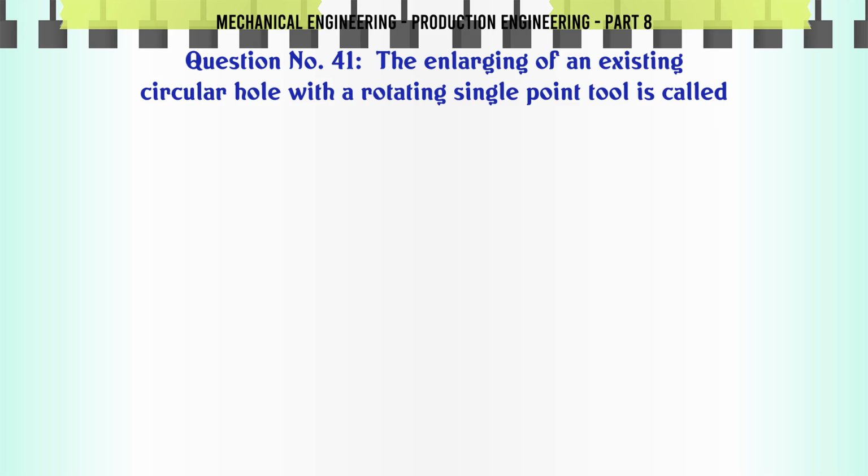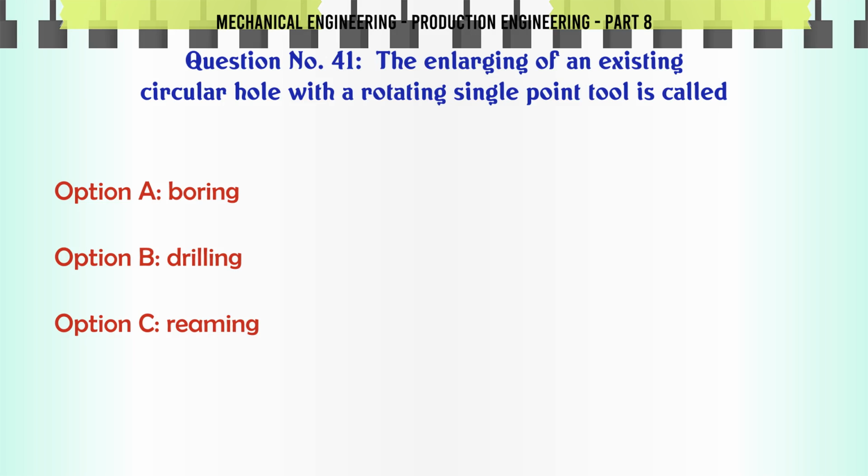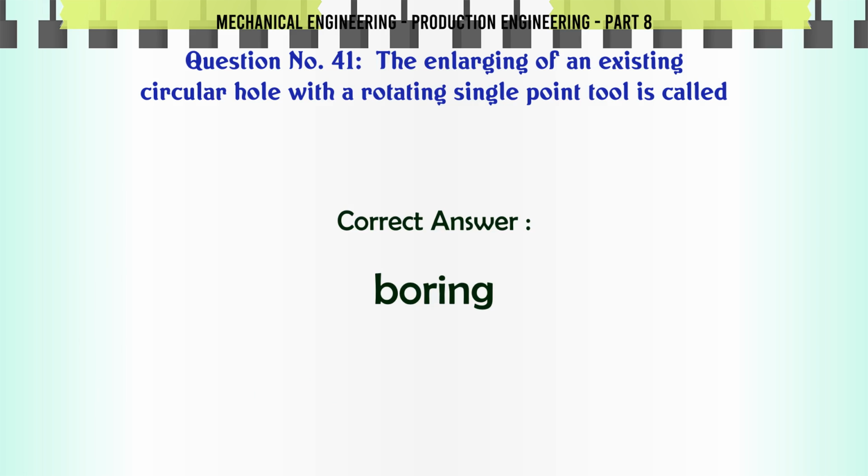The enlarging of an existing circular hole with a rotating single-point tool is called A. Boring, B. Drilling, C. Reaming, D. Internal turning. The correct answer is boring.